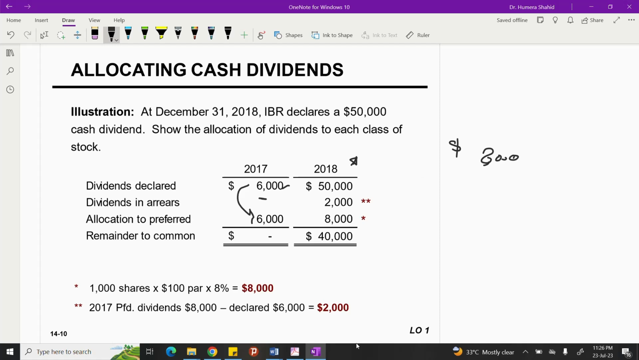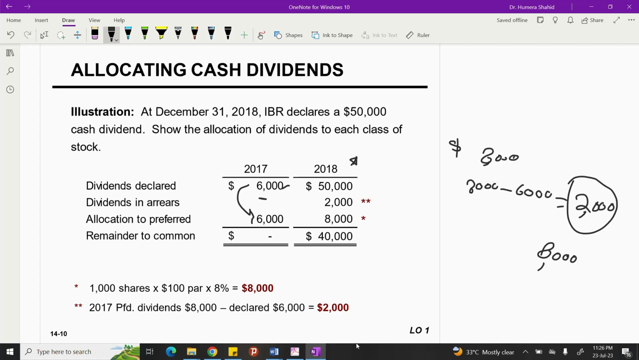Is anything left for the common stock? Nothing, because the whole amount is paid to the preferred stock. Preferred stock is cumulative, so out of 8,000, only 6,000 is paid out. How much is in arrears? How much is payable? 2,000. So next year, which is 2018, preferred stock will ask for this 2,000 and also the dividend of 2018 itself. So let's read this illustration.